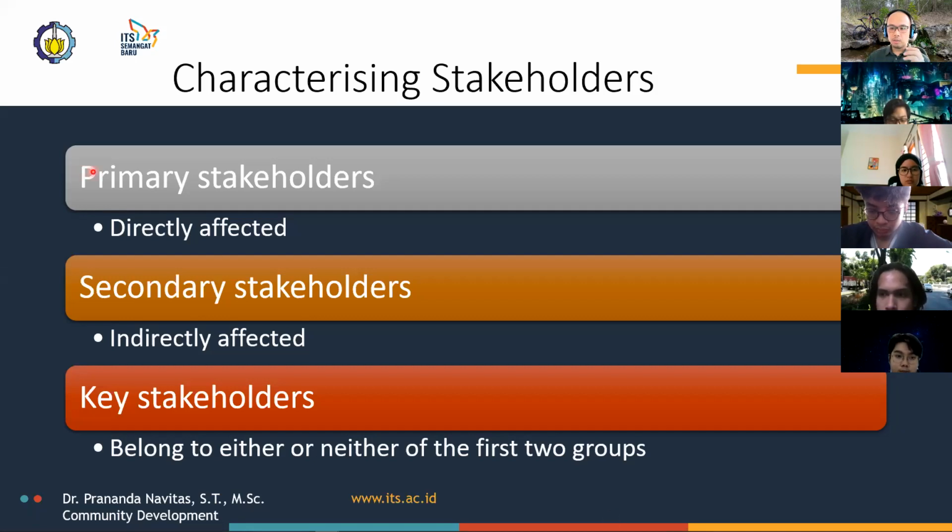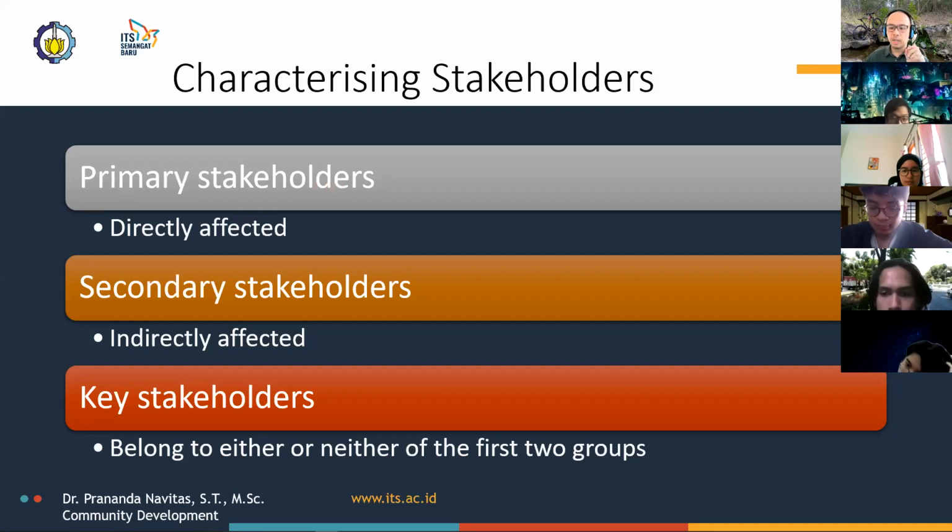The primary stakeholders are the people or the groups that stand to be directly affected. They are directly affected either positively or negatively by an effort or the actions of an agency, an institution, or an organization. In some cases, there are primary stakeholders on both sides of the equation.